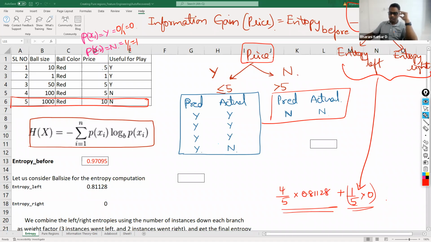What will be 4 by 5 into this? Let's calculate. 4 by 5 into 0.81128. When you solve it, how much did we get? This is what? Entropy after.